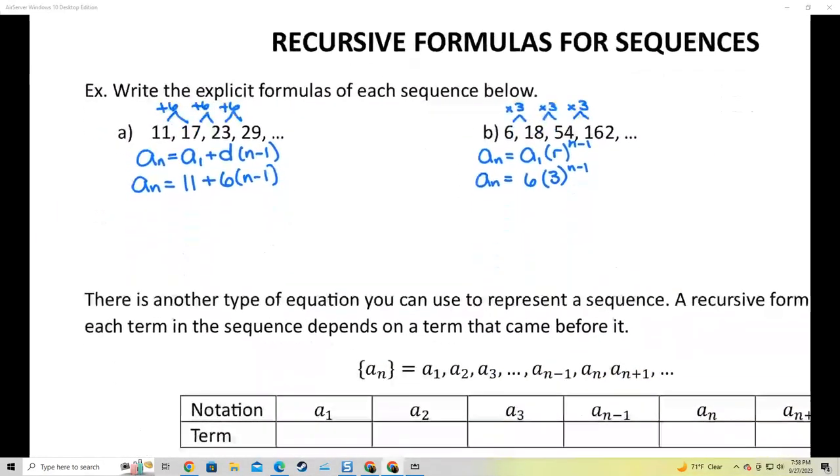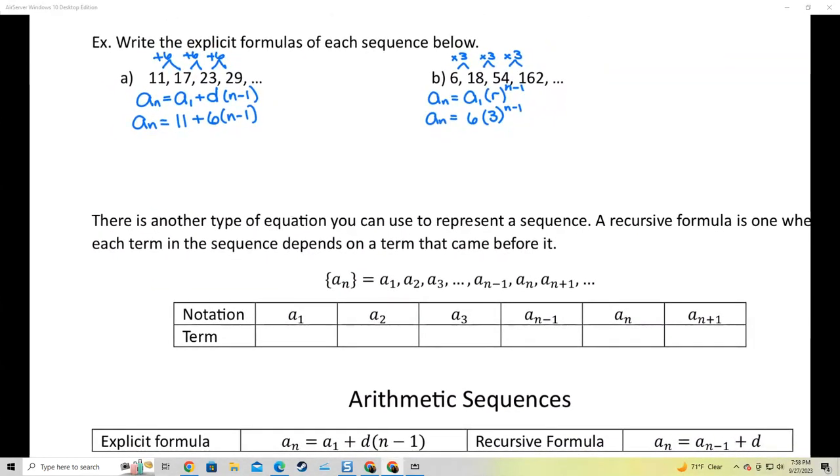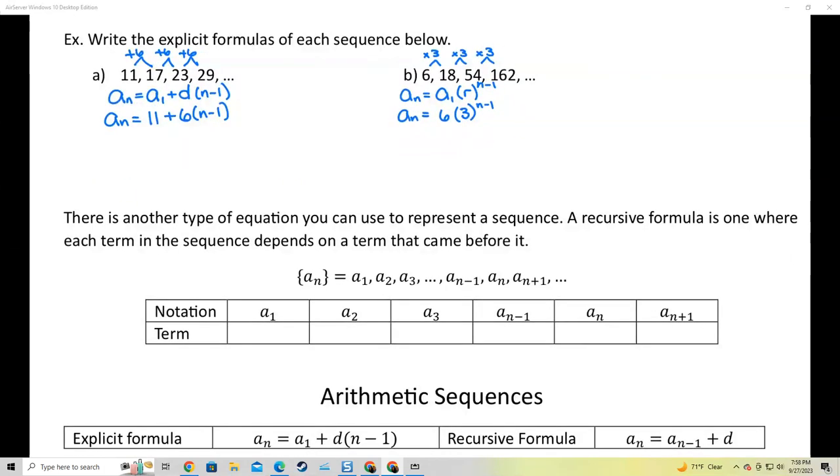And let's go ahead and start seeing where we're going to be going today. There is another type of equation you can use to represent a sequence. A recursive formula is one where each term in the sequence depends on a term that came before it.